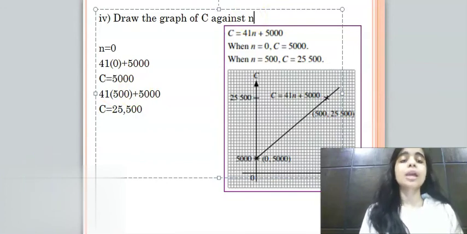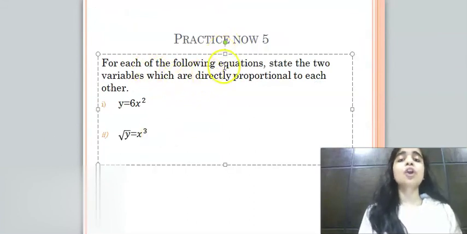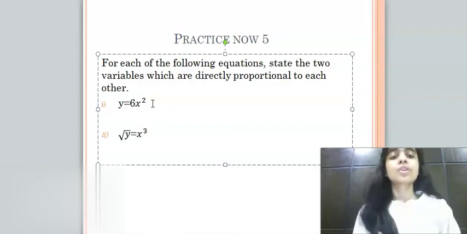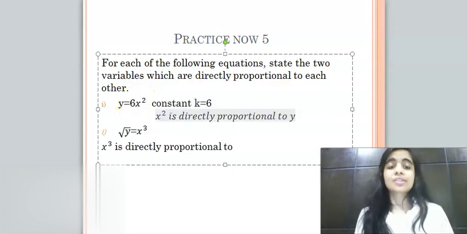Now let's come to practice now 5. Now this is very easy. For each of the following equations, state the 2 variables which are directly proportional to each other. So when are the two variables directly proportional to each other? When there is a constant k, a constant ratio with each other. So in part 1, can you identify the constant ratio? If I write this equation as y upon x square, my constant ratio will come out to be 6. And so x square is directly proportional to y.